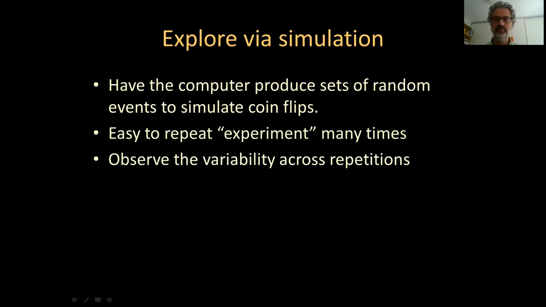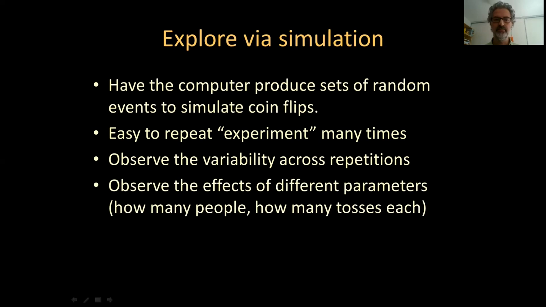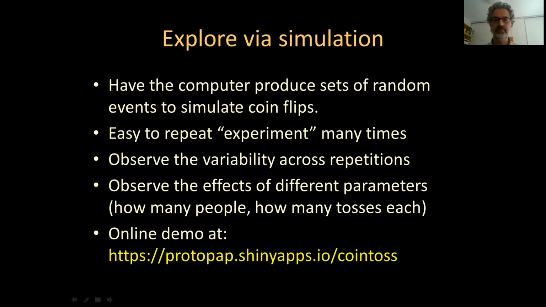This makes it very easy to do it many, many times and watch what happens. And we can also observe variability. If many classes do this, how similar are they going to look? We can also observe the effects of different parameters. So small classes, large classes, a few coin tosses for each person, lots of coin tosses for each person. How does that affect the outcome? You can actually do this for yourself after watching this video by going to this link and trying out different combinations.